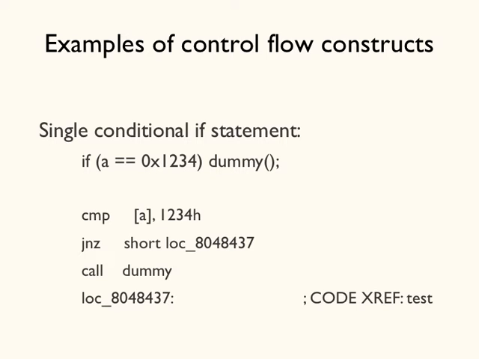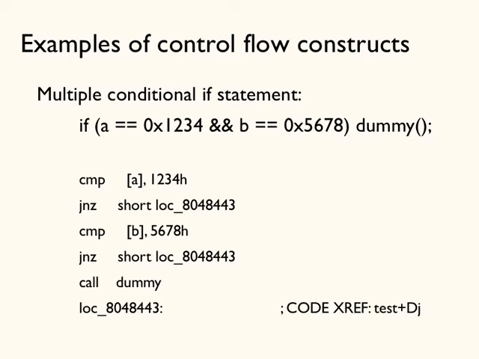I have several examples here. This is a C code. If A equals this value, we will call this function. And note that A is a variable in memory. So what we are doing in assembly is we compare the value A with the immediate number here. Then if the result is not 0, we will jump to here. If the result of this is 0, we will call this function. So 0 means they are the same when we compare these two.